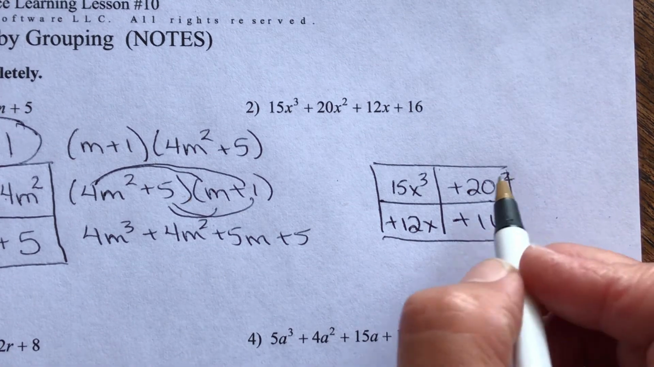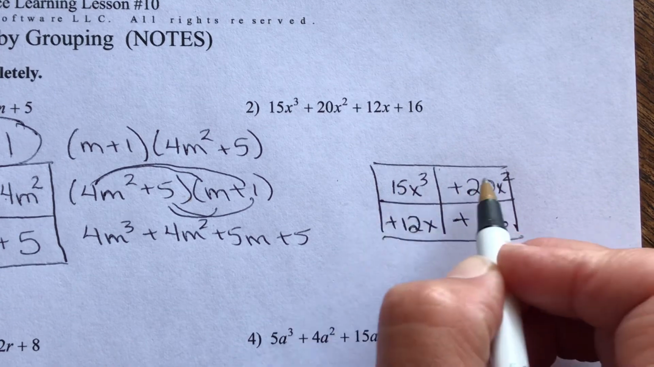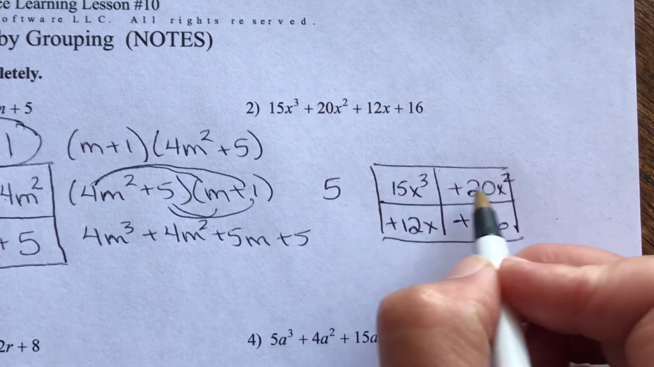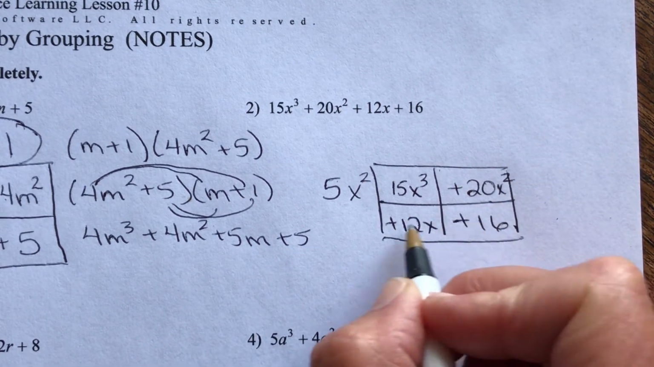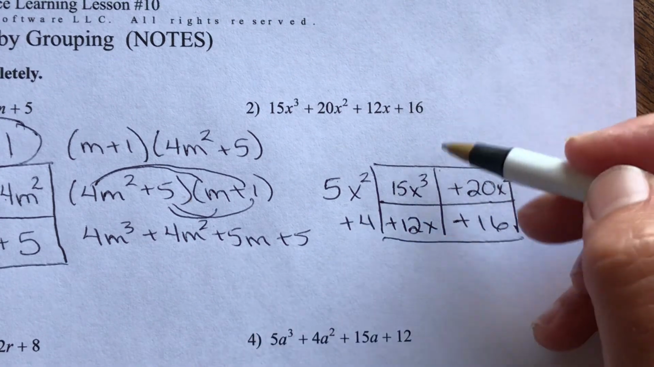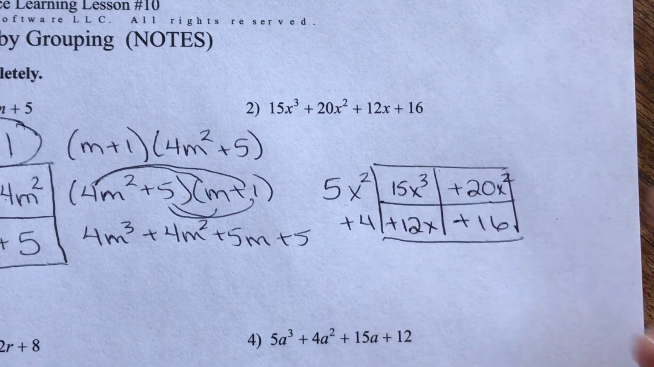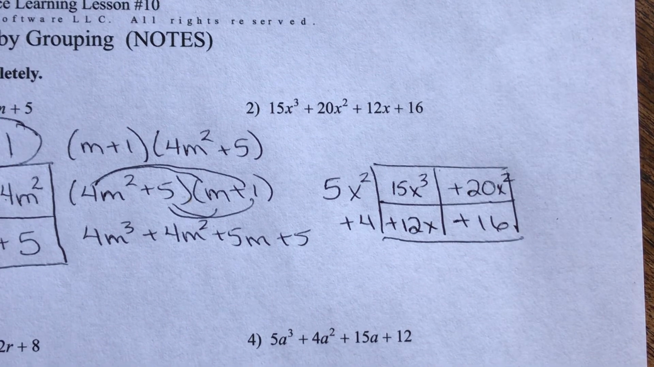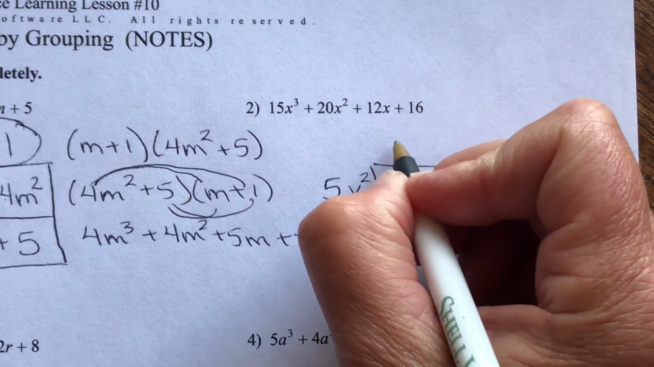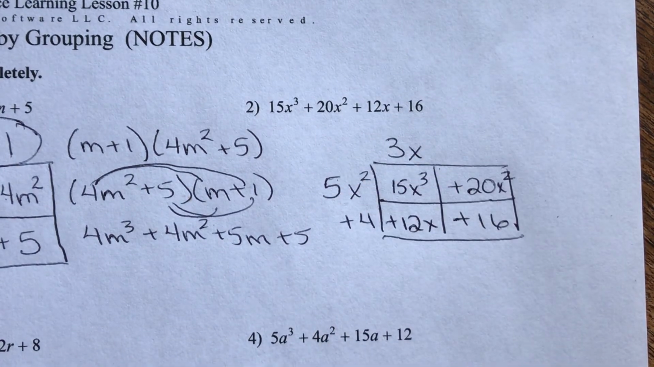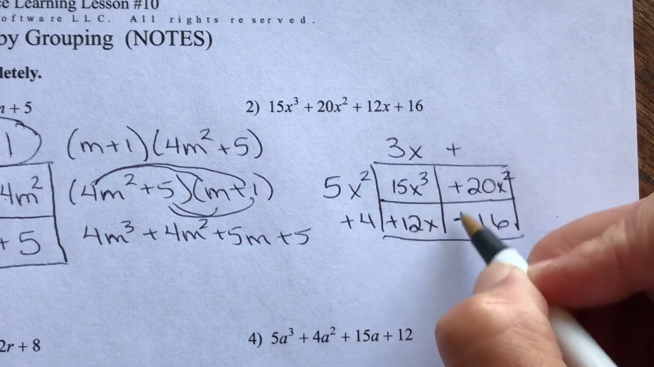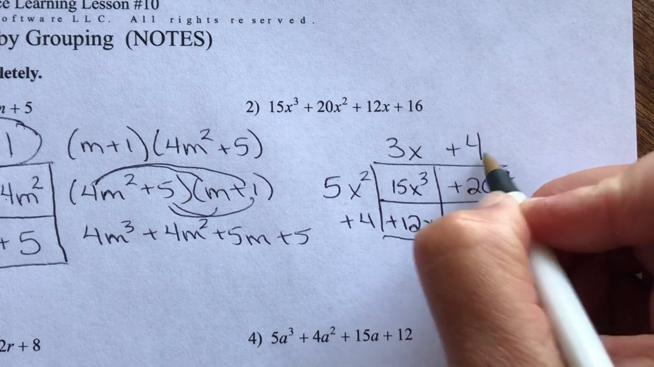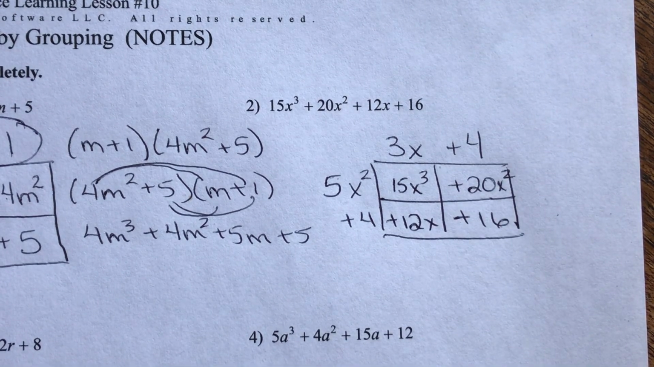So let's see how we do. 15 and 20, their greatest common factor would be 5. Do they have any variables in common? They do, x squared. How about here? Looks like they have a 4 in common, but no variables. How about here? 15 and 12. What's the largest number that can be divided out of both 15 and 12? That number would be 3. And they do have an x that they have in common. And now we have here. Definitely it's a positive because everybody's positive. And it's going to be a 4, not 2. I understand that 2 is a common factor, but it's not the greatest common factor.